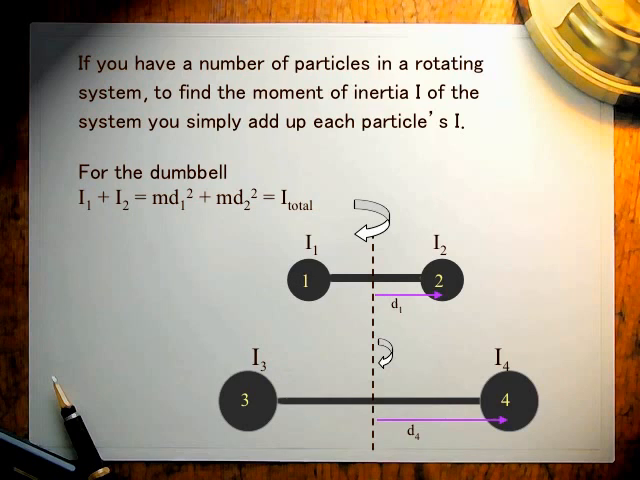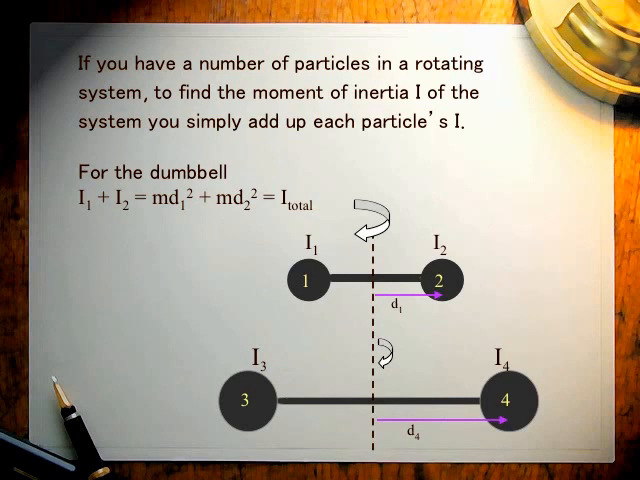Rotating a cylinder versus rotating a hoop. Rotating the cylinder is easier than rotating the hoop: 1/2 MR squared versus the full MR squared for the hoop. Why does the cylinder have half the moment of inertia, half the rotational mass? Because much more mass of the cylinder or the disc is located close to the center, whereas for the hoop, all the mass is as far away as possible.